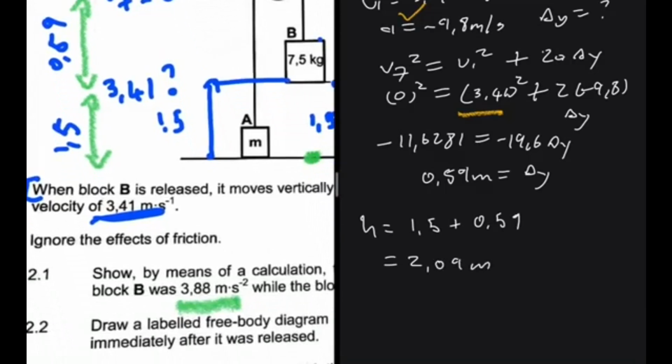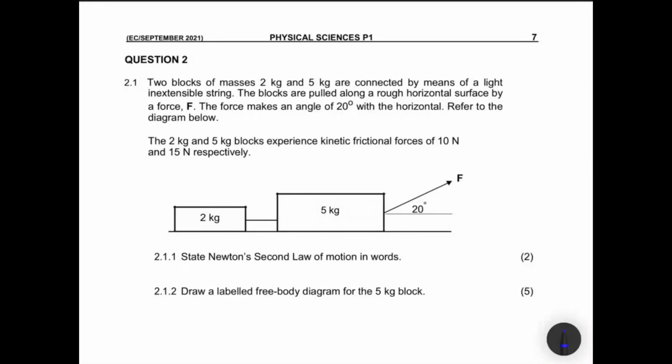2.09 meters. So we have two blocks here, one of mass 2 kg and the other of mass 5 kg. And then there's a force applied on the 5 kg block at an angle of 20 degrees. We are told that the 2 kg and the 5 kg blocks both experience kinetic frictional forces, right, of 10 Newton and 15 Newton respectively. So the 2 kg block experiences a kinetic frictional force of 10 newtons, and the 5 kg block a kinetic frictional force of 15 Newton. That's what respectively is basically telling us.